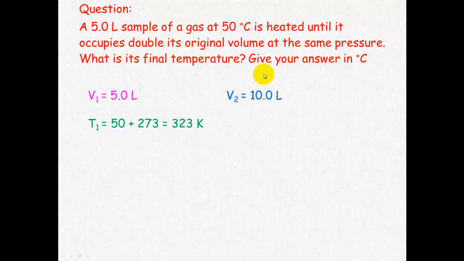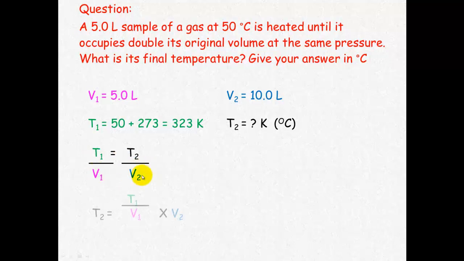Volume 2, it's double its original volume. So 2 times 5 is 10 litres. And we're trying to find out T2, which we'll work out in Kelvin, but remember we've got to change it to degrees Celsius. So T1 on V1 equals T2 on V2. And as I said, whether it's temperature on top or volume on top, it doesn't matter as long as it's both volumes and both temperatures.